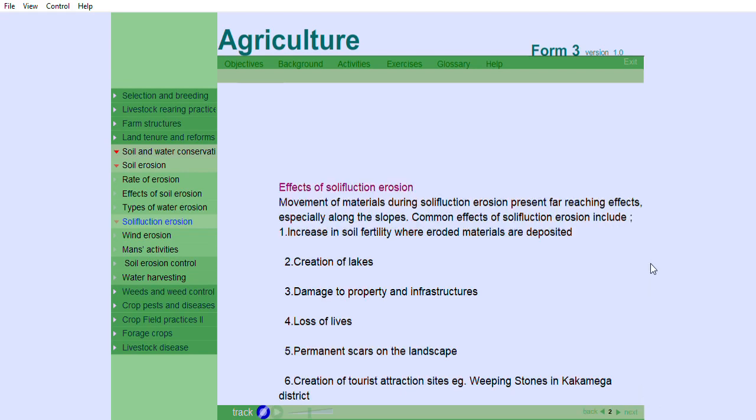Effects of solifluction erosion. Movement of materials during solifluction erosion has far-reaching effects, especially along the slopes. Common effects include increase in soil fertility where eroded materials are deposited, creation of lakes, damage to property and infrastructure, loss of lives, permanent scars on the landscape, and creation of tourist attraction sites, for example, Whipping Stones in Kakamega district.